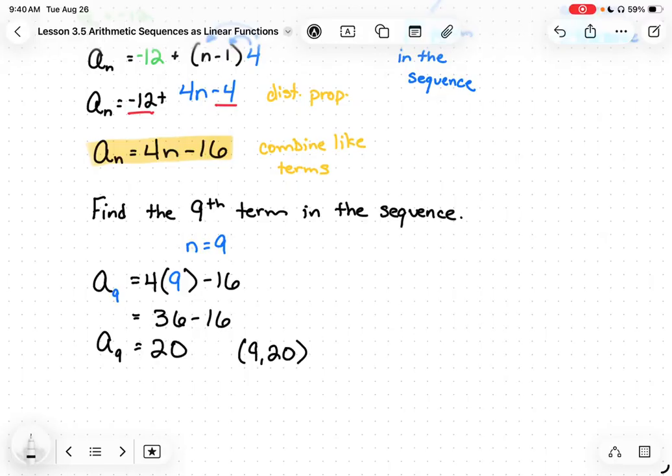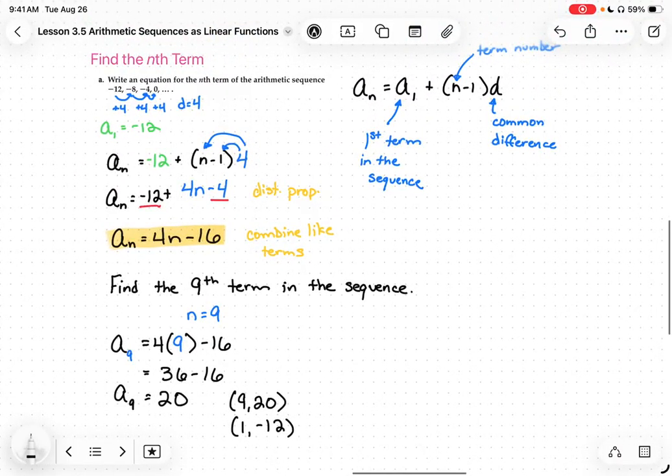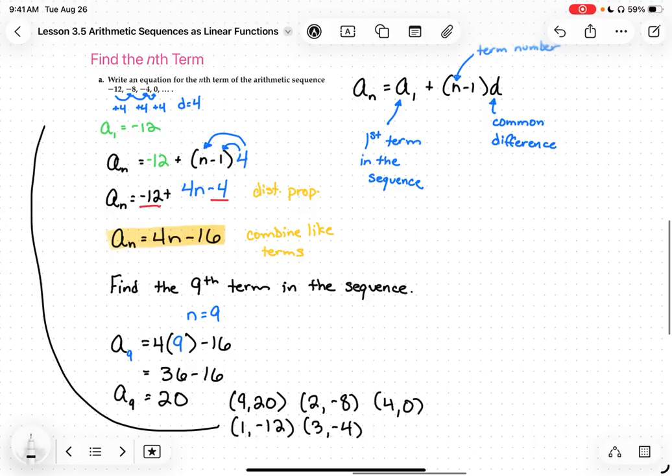So if I really wanted to do a plot of this, I could also use 1, -12, because I know -12 was the first term in the sequence, and I can get a whole bunch of points because the problem told me the second was -8, and it told me the third was -4, and the fourth was 0. I'm getting that just from the points that the problem gave me. So I could use that to graph some points.